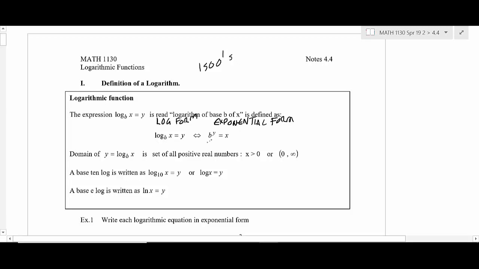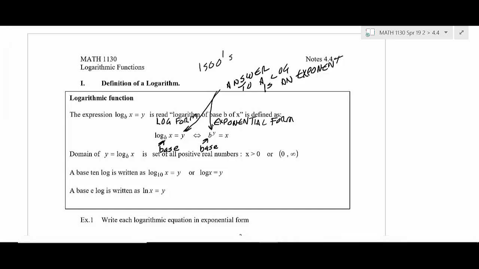So the idea is the base is the b. So when you change it to this form, well, then the base is just going to be the same there. It'll be the base, the exponent. The answer to a log, I always try to stress this, the answer to a log is an exponent. Okay, that's what a logarithm is, it's another way of writing an exponent. All right, so whenever you do this and change this, that exponent will be y like that. So what we're going to do, first of all, is just kind of look at how you rearrange these forms.